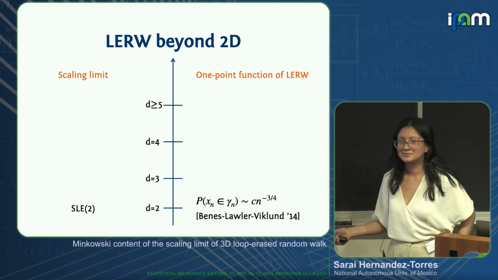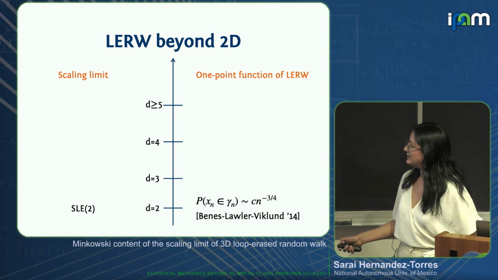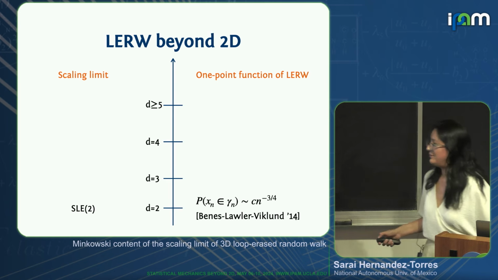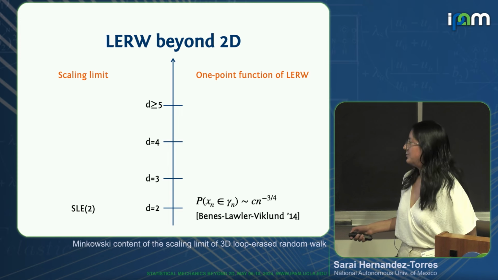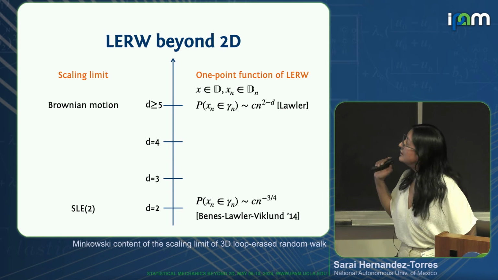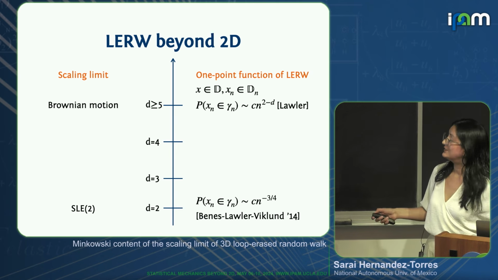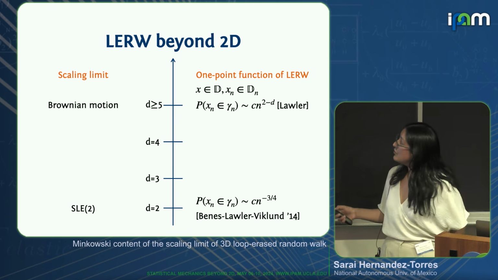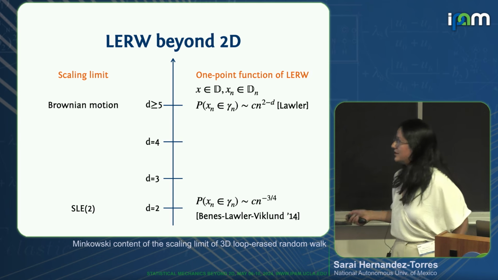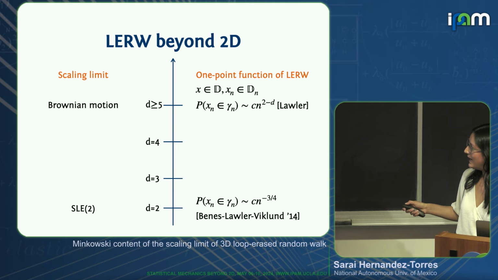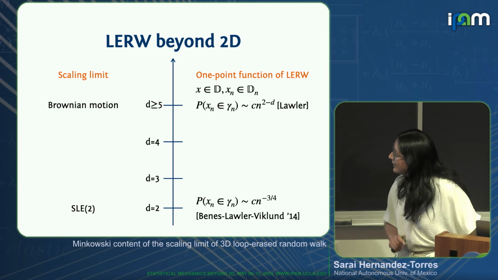Okay, so now we go beyond 2 dimensions. So here in the 2-dimensional case, the scaling limit is SLE, and we have this order for the 1-point function. So in dimensions 5 and above, the loop-erased random walk converges to Brownian motion, and the 1-point function is what you would expect if you converge to Brownian motion. So it's 2 minus the dimension, like the simple random walk.